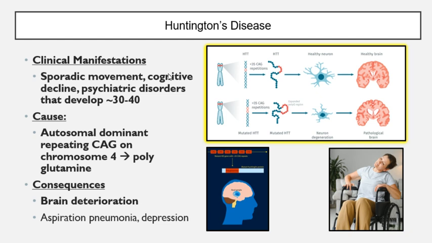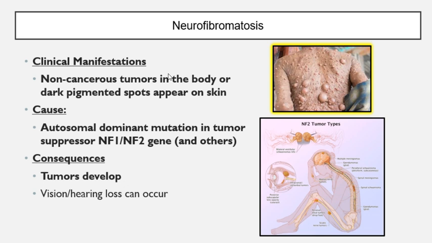These people also, because of social problems with Huntington's disease, will have depression and stuff like that too. And again, all these diseases have a lot more symptoms than just this. This is just a simplified version to get y'all exposed to this stuff.